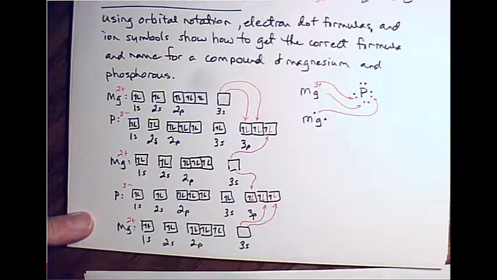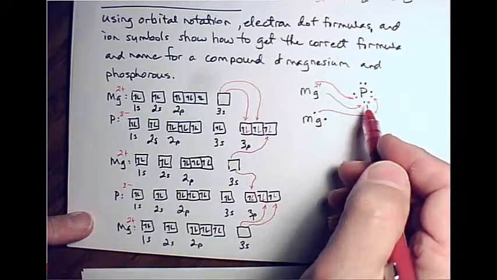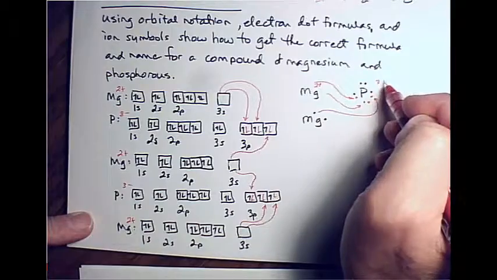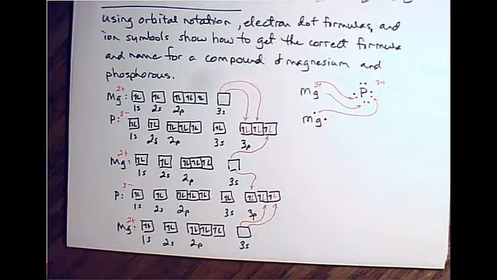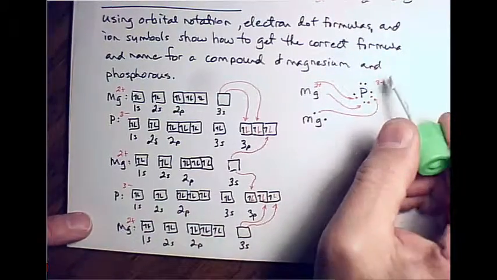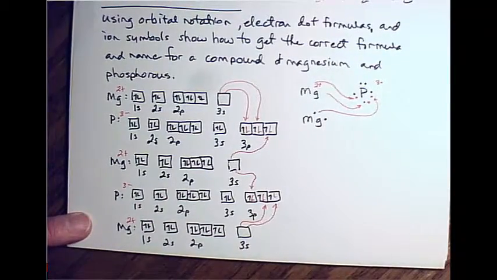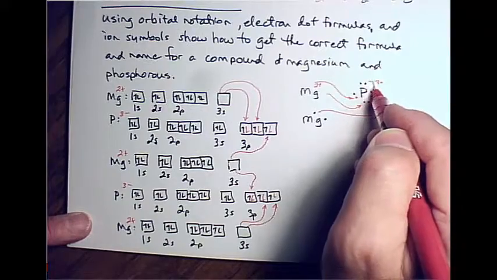Okay, now phosphorus has 3 extra electrons. That's what it wanted. That's a 3 negative charge. Let's get rid of that 1 or whatever I did over there. Not sure what that was supposed to be about. Okay, and then this 3 negative charge applies to the whole phosphorus.